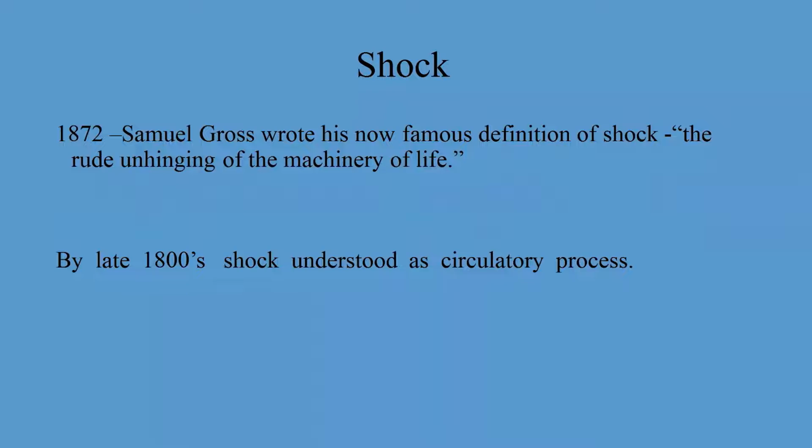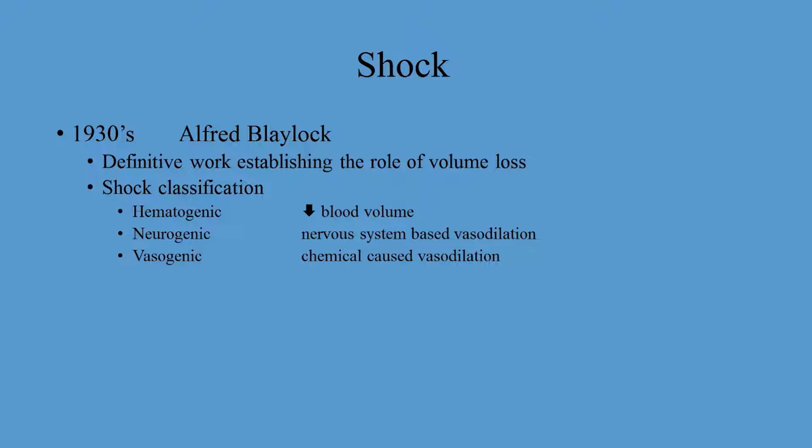And we fast forward to the 1930s and the seminal work by Alfred Blalock to really describe the role of hypovolemia and blood volume loss leading to this physiologic condition of shock. And then he further expanded upon it to describe some other shock classifications, including neurogenic and vasogenic.